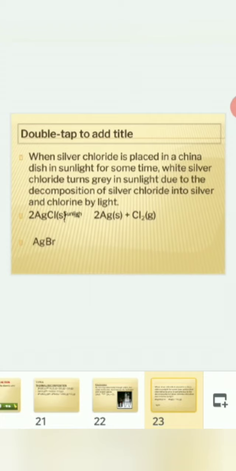Now, when silver chloride is placed in a china dish in sunlight for some time, white silver chloride turns grey in sunlight due to the decomposition of silver chloride into silver and chlorine by light. So here the light plays a role in decomposition. This kind of reaction is called photolysis or photodecomposition. Silver chloride in the presence of sunlight decomposes to give grey silver plus chlorine gas.